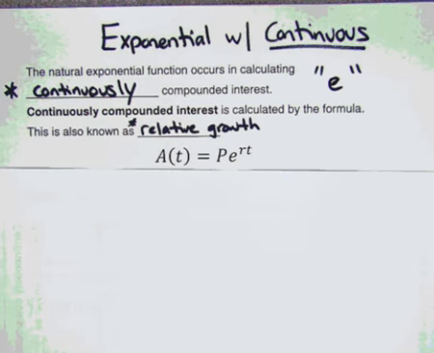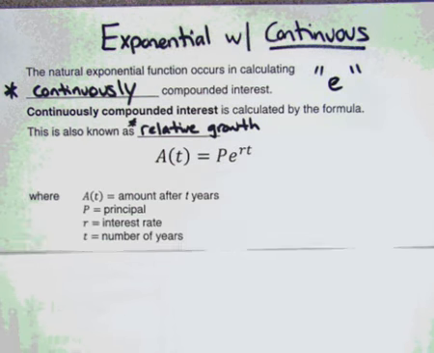Either one of those keywords should be like sirens that go off in your head, because as soon as you see either one of those words, that tells you it absolutely has to be a PERT problem. And if you don't see the word continuous, if you don't see the word relative growth, then this is absolutely not a PERT problem. So it's pretty easy to know when to use PERT.